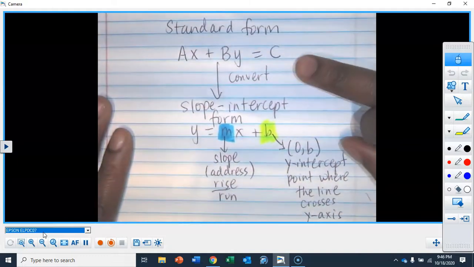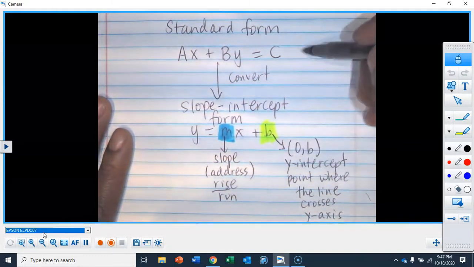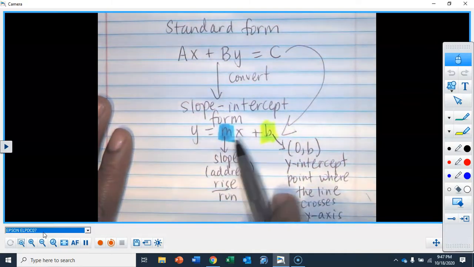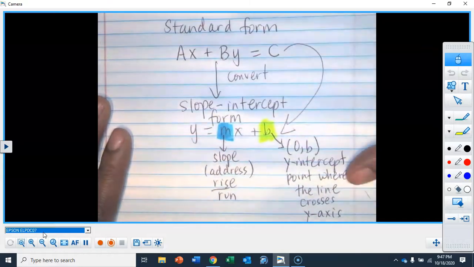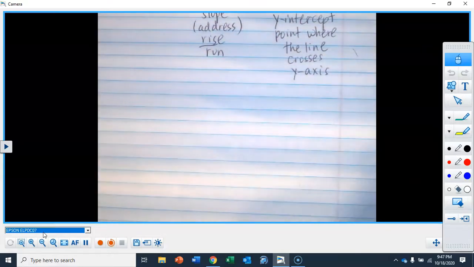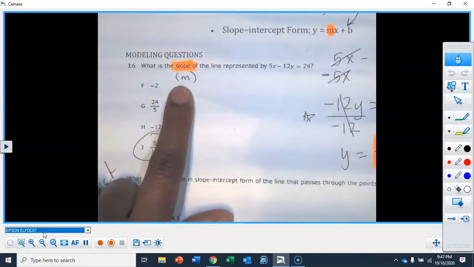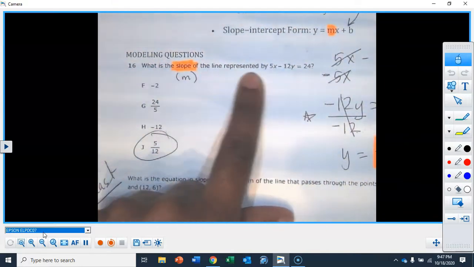Okay, so we have to know how to change a standard into a slope-intercept, because once we convert this into this, we can carefully see who our m is. We also can get 1 point off the line, and we could even graph this. All right, so let's go to the first example. So if we look at the October 8th, the first problem they gave us was, what is the slope, that's our m, of the line that represents this?